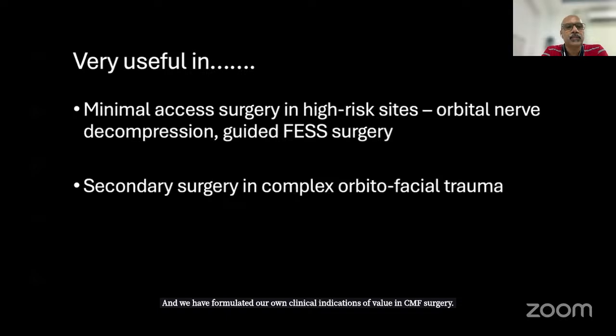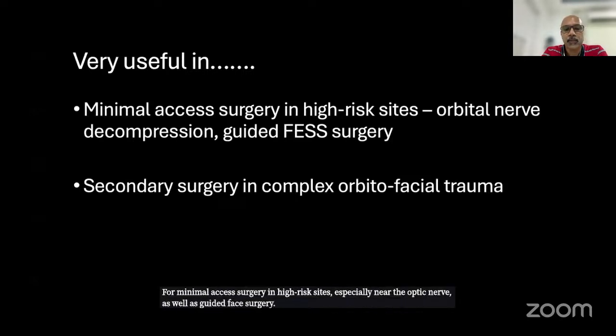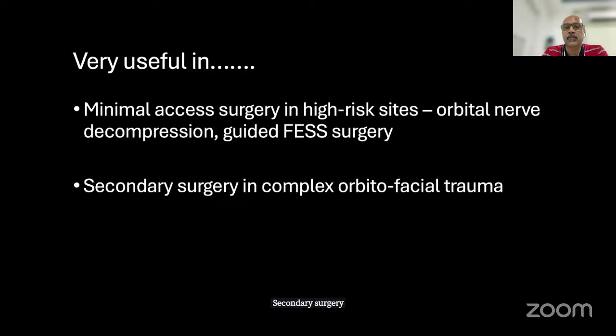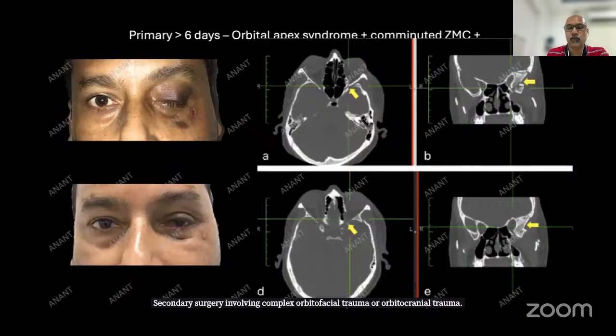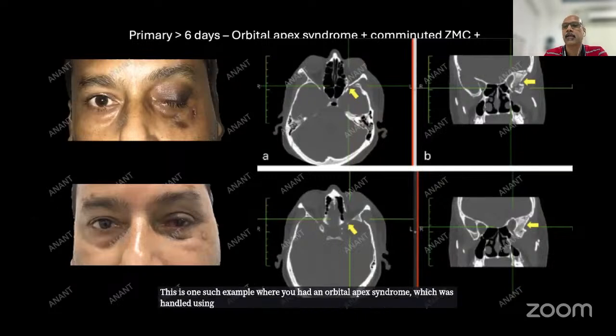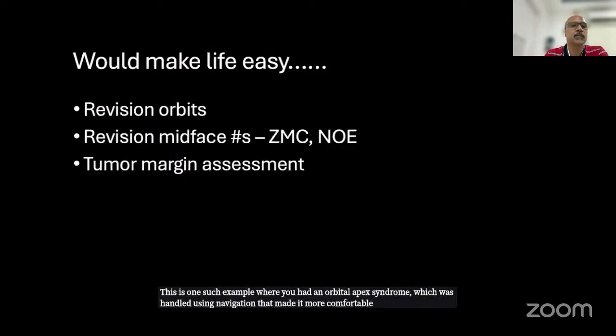We find that it is extremely useful for minimal access surgery in high-risk sites, especially near the optic nerve, as well as guided phase surgery. Secondary surgery involving complex orbitofacial trauma or orbitocranial trauma. This is one such example where you had an orbital apex syndrome, which was handled using navigation that made it more comfortable and predictable for us.